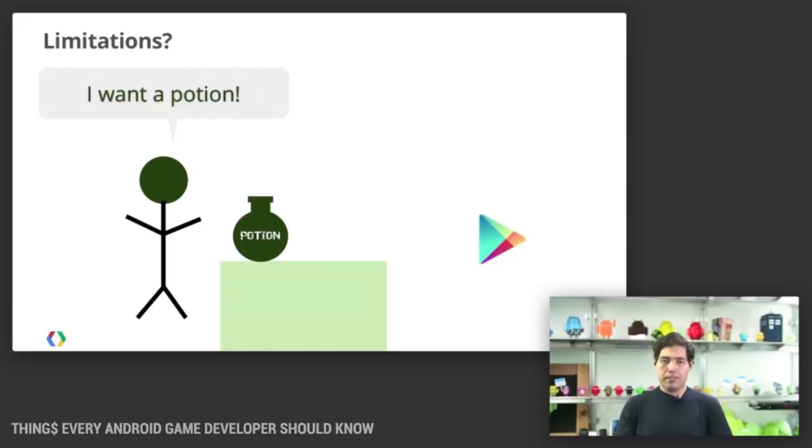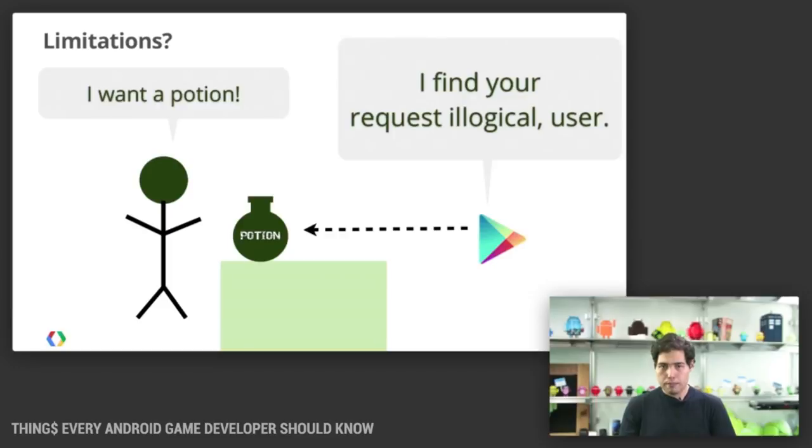Because as soon as you try to buy a second potion, Google Play is going to notice that I already have a potion. So it's going to see there's a potion right there. Why are you asking for a second one? That makes no sense. Google Play can only count to one. So you need a better method if you're going to implement that.